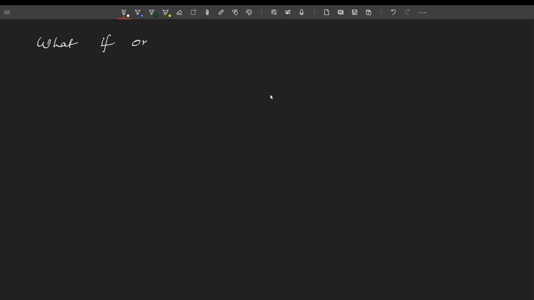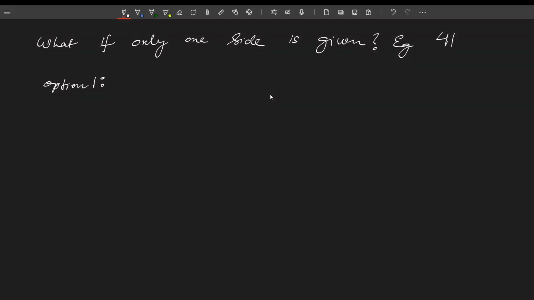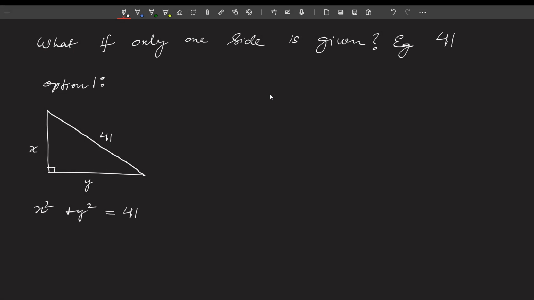Now we come to the most interesting part of the tutorial. What if we are given only one side of a right triangle? Let us say 41. We don't even know if 41 is the hypotenuse or one of the perpendicular sides. So we need to consider both options. Option 1, let us assume 41 is the hypotenuse, and the other two sides are x and y. So we have x squared plus y squared must be equal to 41 squared.